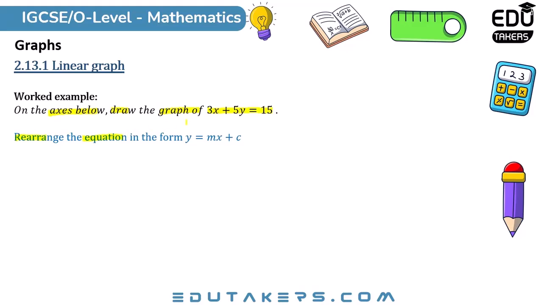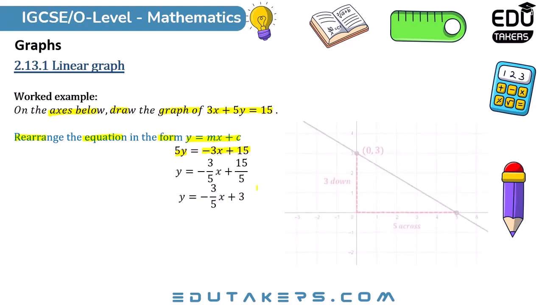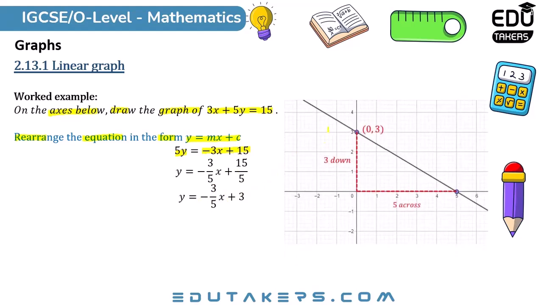Rearrange the equation in the form y is equal to mx plus c. 5y is equal to minus 3x plus 15. So y equals minus 3 over 5 x plus 15 over 5. It will be minus 3 over 5 x plus 3.